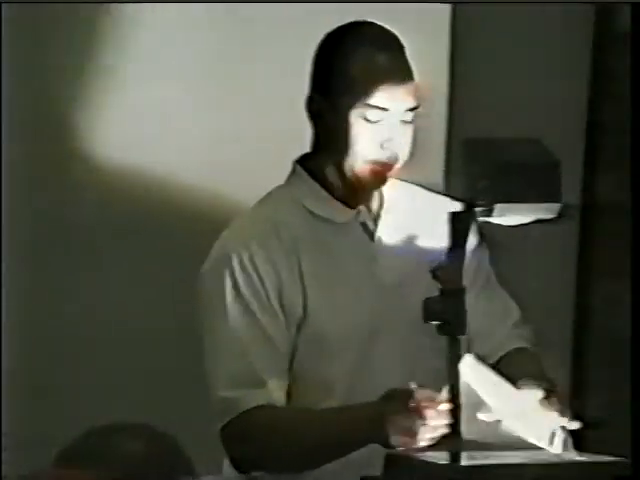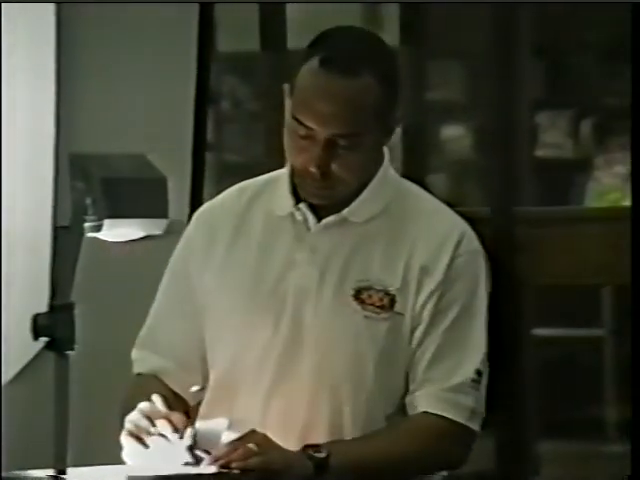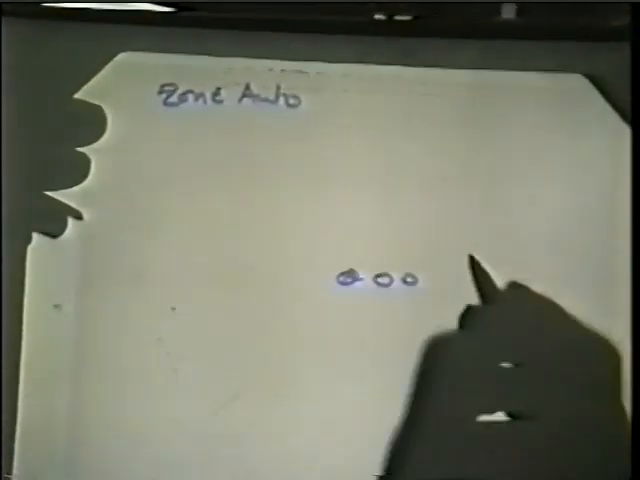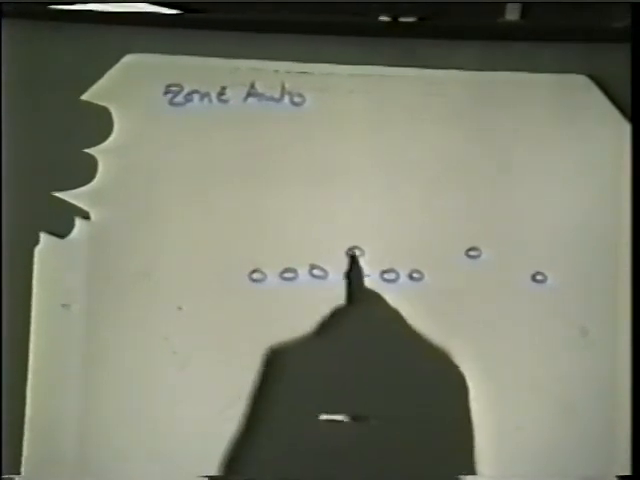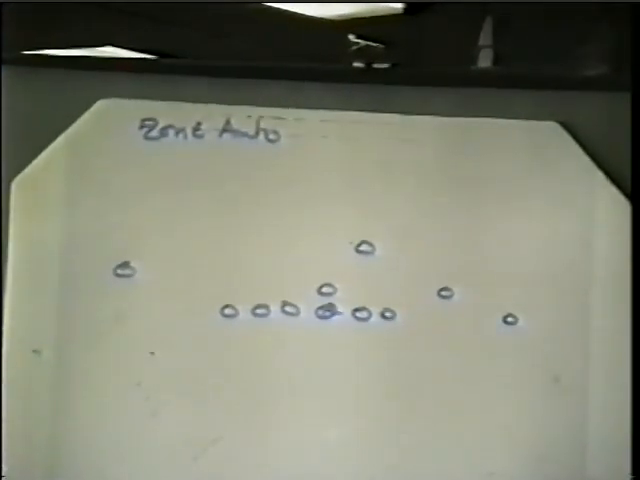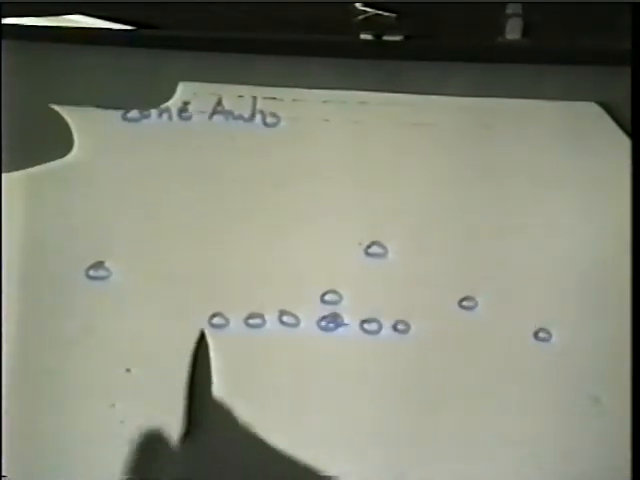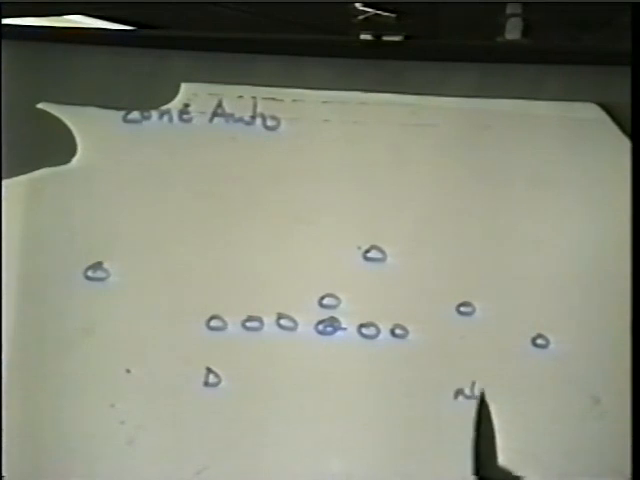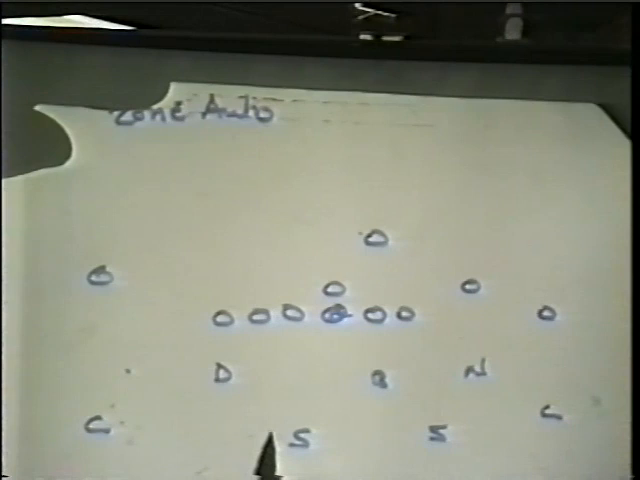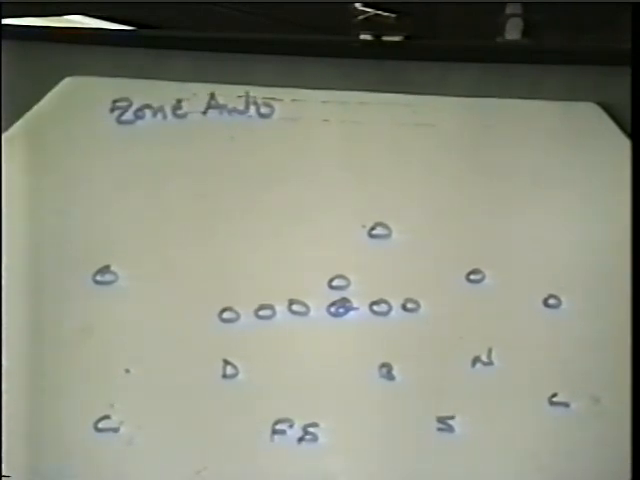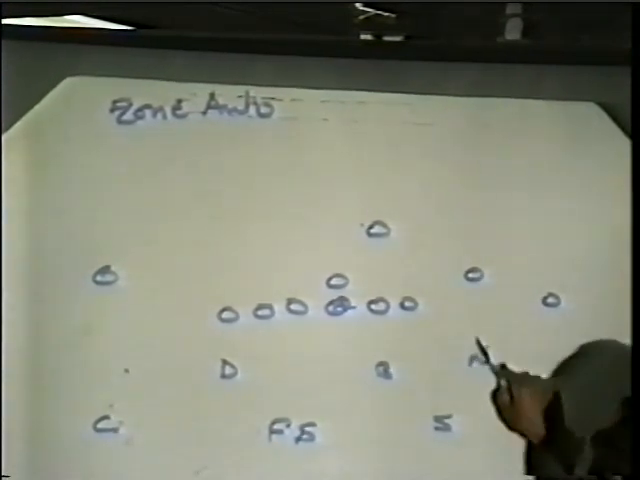And then, to really throw another wrinkle, is zone automatic. And what we're going to do here is we're going to check this coverage based on the formation. So we're 2 and 2. But 2 and 2 formation now, we're going to play quarters. 2 and 2 formation like this, we're going to play quarters.